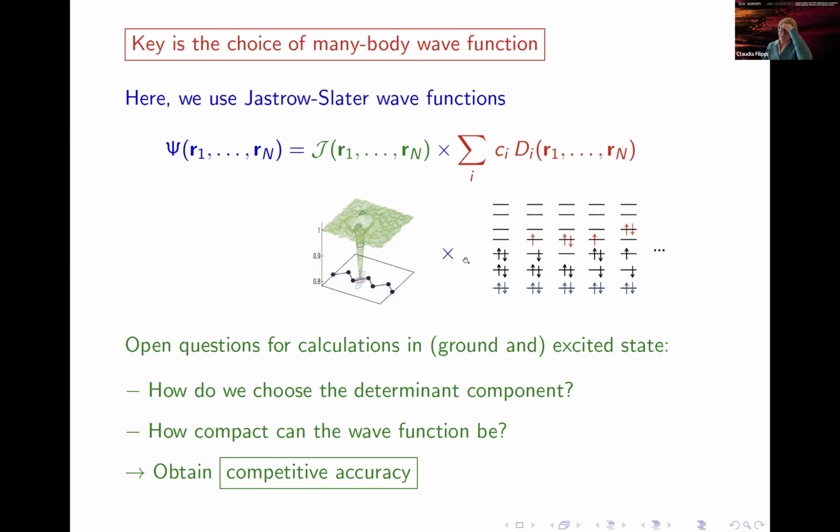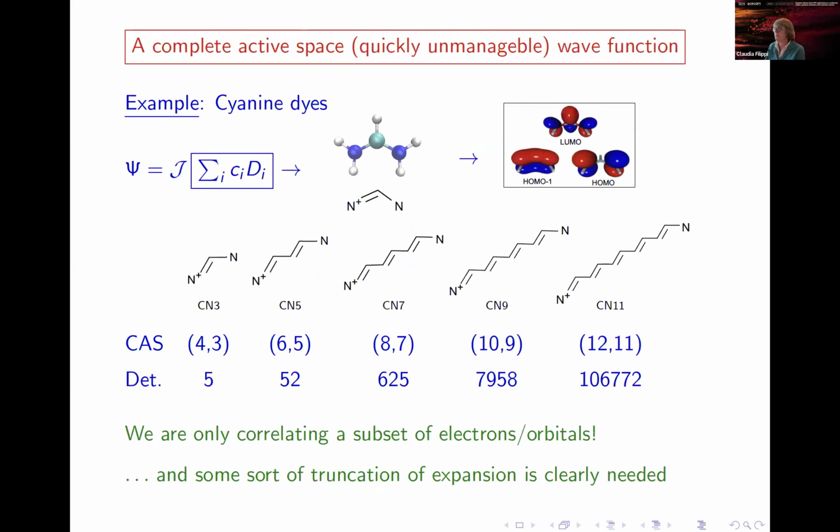And there are many open questions: how do you choose the determinantal component, and how compact? Often people only use one determinant for ground state calculations. And we need to keep in mind that we want to actually reach a competitive accuracy, especially for excited states. As I said, there has been a lot of benchmarking we must compare to.